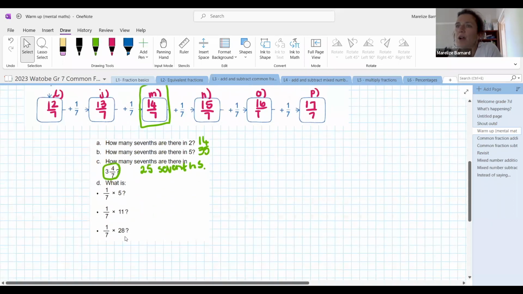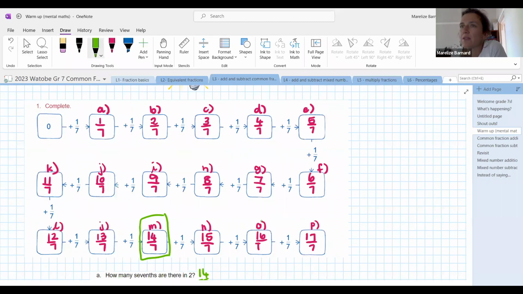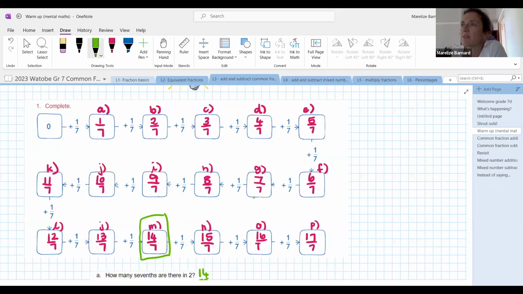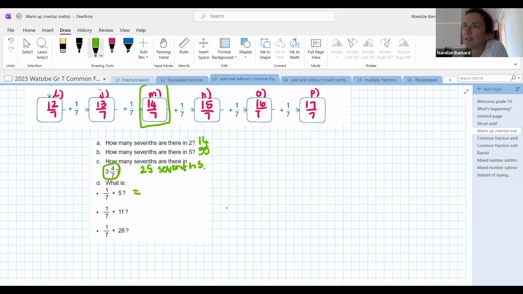Okay, so what can we say is a seventh times 5? And again, you can use your chain to look for it, because if we're going to say a seventh times 5, that's basically the same as saying 5 sevenths. So that's going to be 1, 2, 3, 4, 5. I keep adding a seventh 5 times, and that's going to give me 5 sevenths.